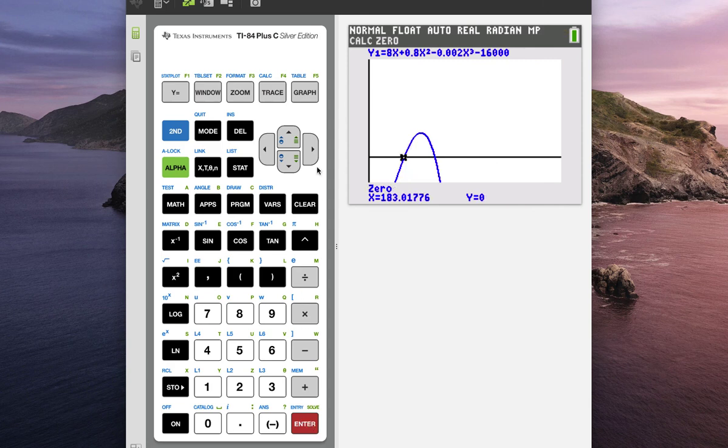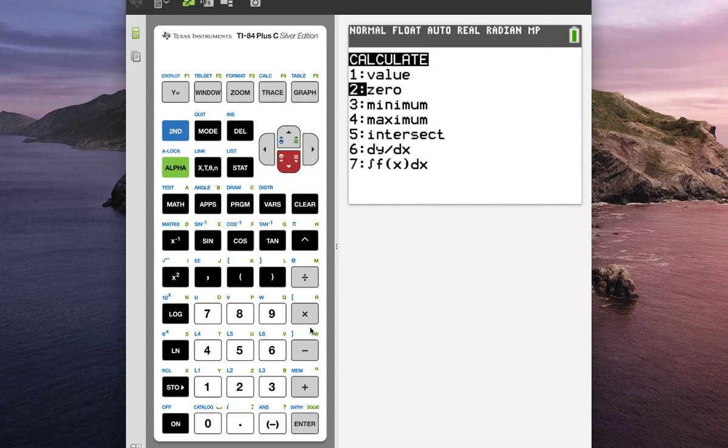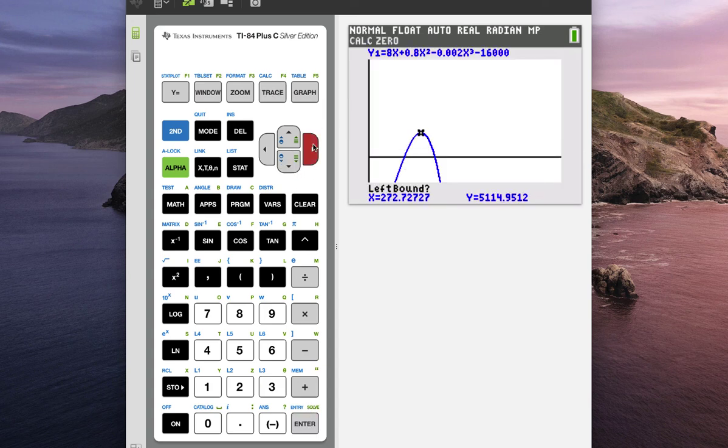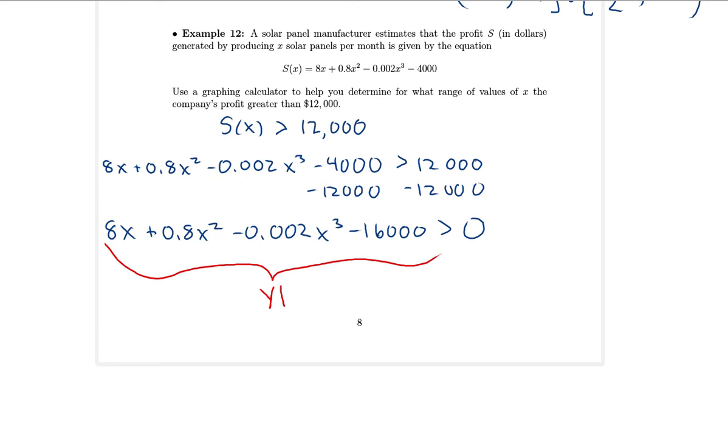So it looks like 183. So on that end, 183 panels, but then you wouldn't want to make any more than what's on this other end. So let's see, here's the left, here's the right, so 344. So what we're saying here, going back to this, is that we should make between 183 and 344 panels.